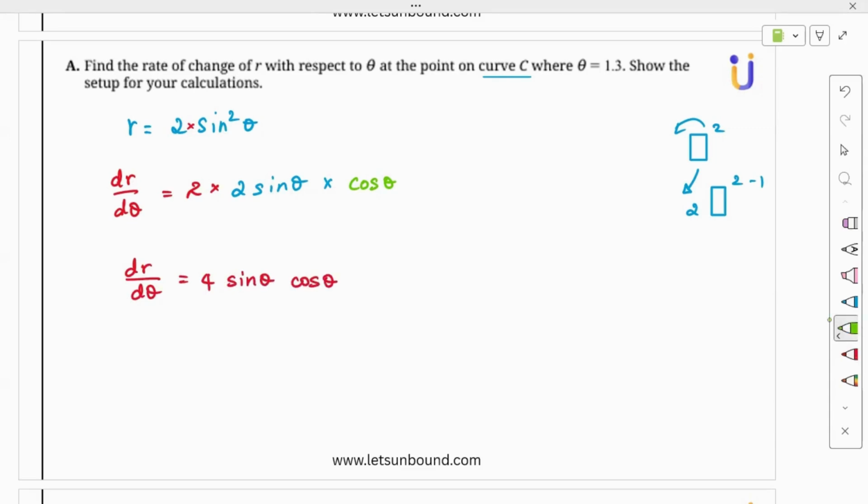I need to find the rate of change of r with respect to theta when theta is 1.3. So dr by d theta at theta equal to 1.3, we're just going to plug in. It's simple after this: 4 sine 1.3 cos 1.3. That's it. Next, we need a calculator's help. I'm going to share Desmos now, so we will solve it using Desmos.